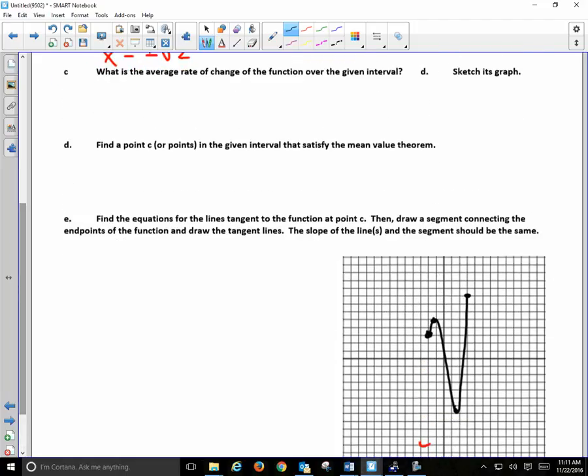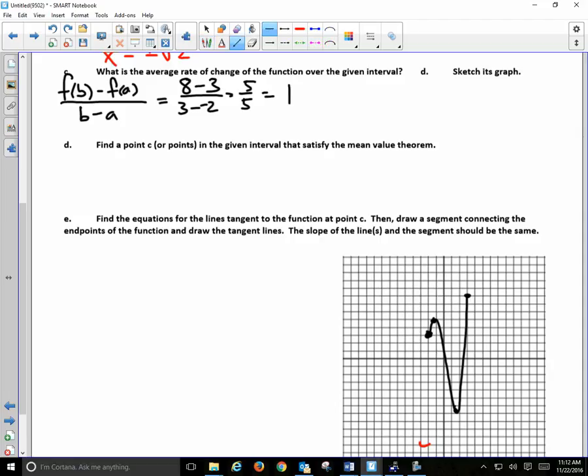Now it says, what is the average rate of change of the function over that given interval? Well, that's where I do f of b minus f of a over b minus a. What is f of b? 8. F of a, b is 3, a is negative 2. We get 5 over 5, which is 1.